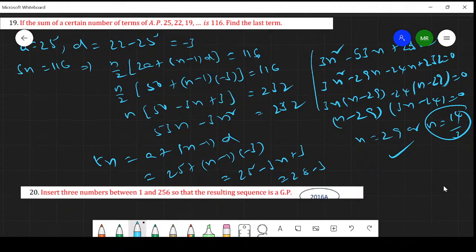Correct? I hope you understood all this. You can find here 116. This is the 29 terms. You will get the last term. Simplify that.